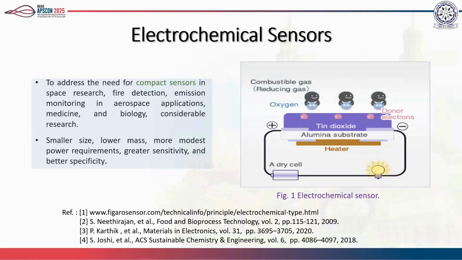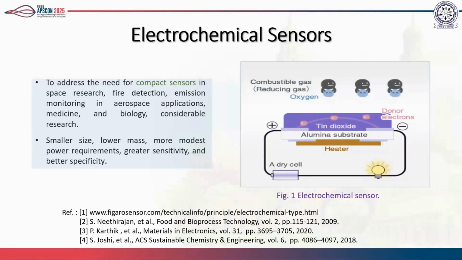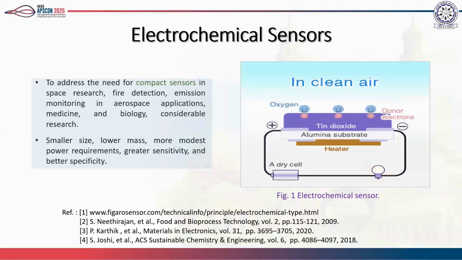When the analyte comes in the vicinity of the sensing layer, there is a carrier charge transfer between the gas and the semiconducting layer, which changes the resistivity of that sensing material, and which is calibrated according to the concentration of the gas present in the vicinity of that environment. In this way, our electrochemical type of semiconducting sensor behaves.